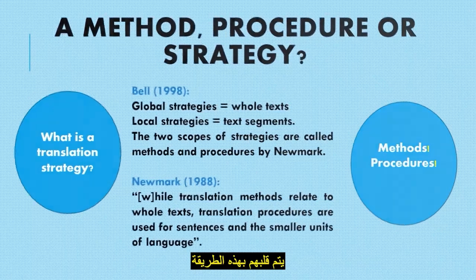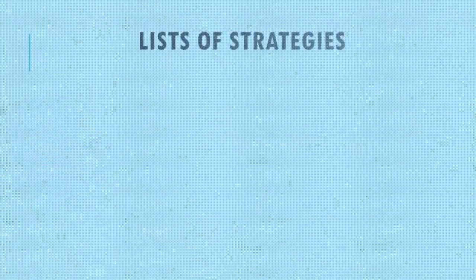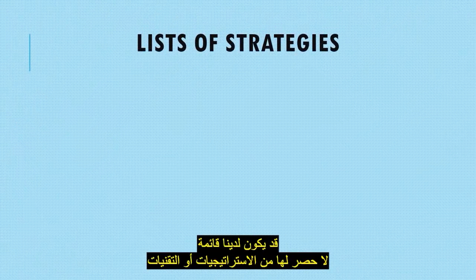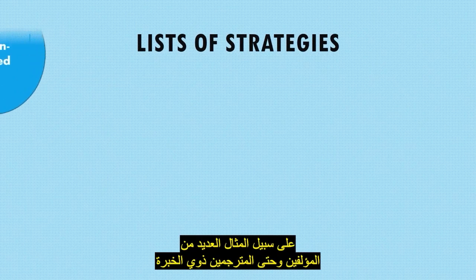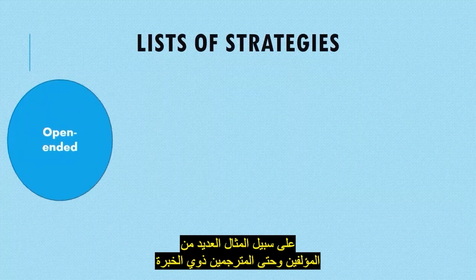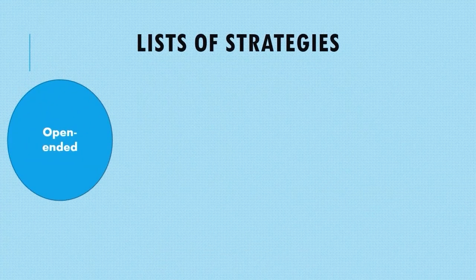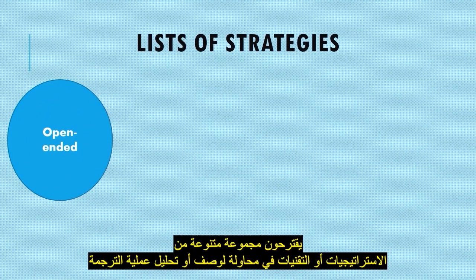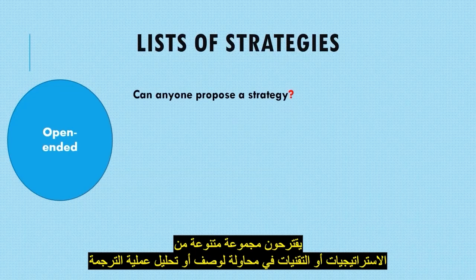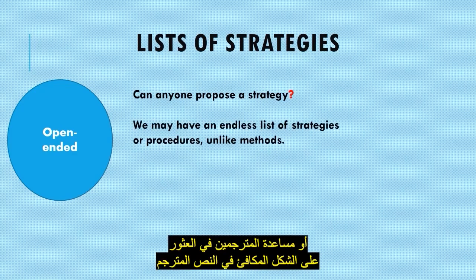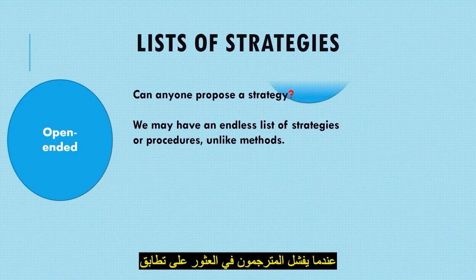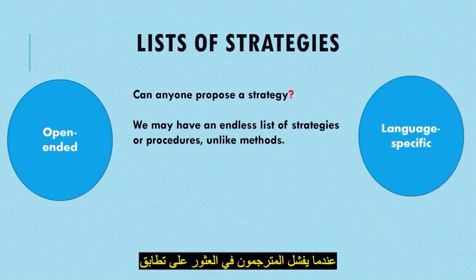In this sense, they are open-ended. We may have an endless list of strategies or procedures, unlike methods. For instance, many authors and even experienced translators proposed a variety of strategies or procedures in an attempt to describe or analyze the translation process and to help translators find an equivalent form in the target language when translators fail to find one-to-one correspondence.